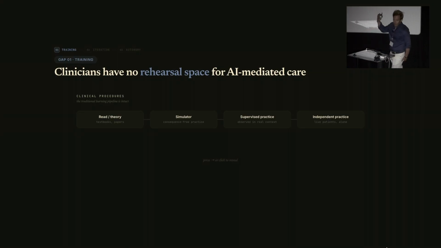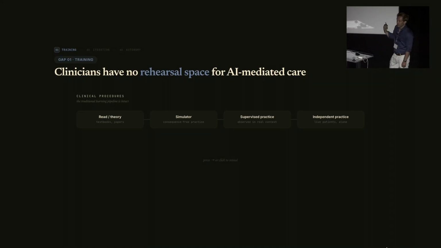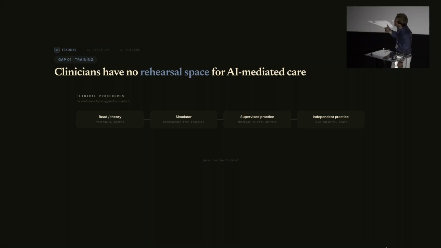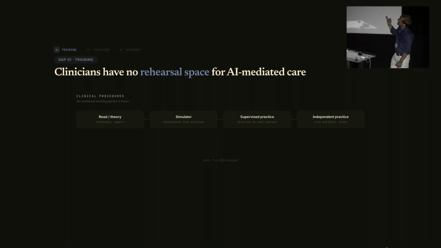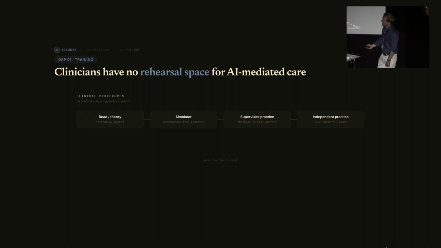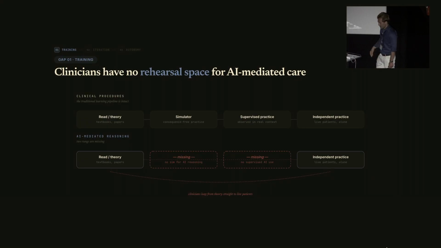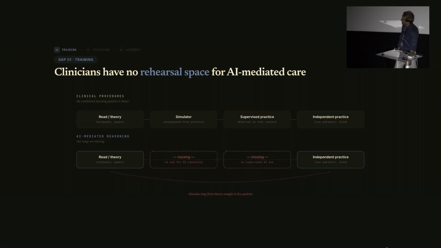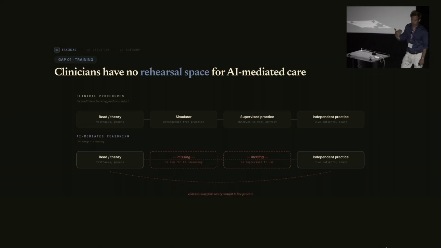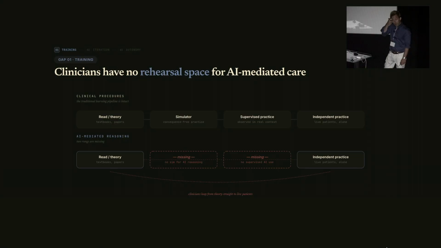So the traditional workflow from an educational standpoint when you come into medicine is you do a lot of reading. That's your first 2 years of medical school. Now they've introduced a lot of simulation within that environment. Then you do some type of supervised practice, and then finally independent practice. The problem with this from an AI perspective is you may read some about AI and what that means for medicine, but it's very unlikely, at least at this point, that you're going to get a lot of exposure to AI-embedded systems within the healthcare environment. And really, from a testing standpoint, you're going to get very, very little.